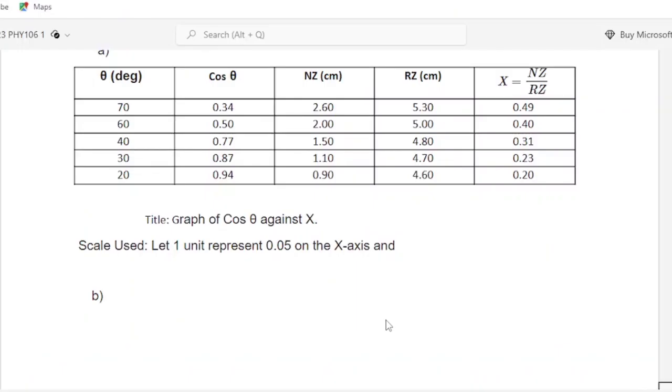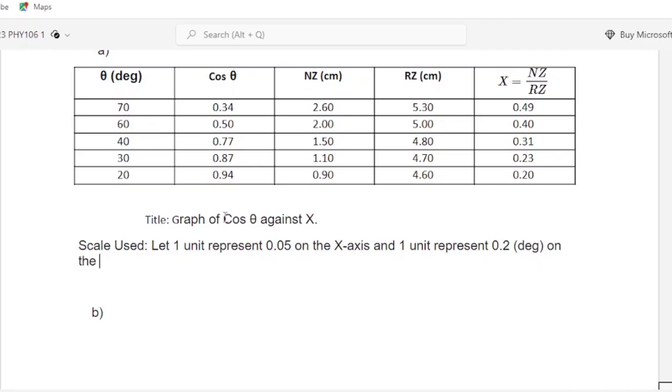All right, and let one unit represent, that was 0.2, I think. Let me confirm that. Yep, 0.2 degrees. Okay, so you can choose to use the degree symbol if that suits you better, but I'm using this because that's what's here. But still, if you want to use the normal degree symbol, which is your small o at the top, you're free to use that. 0.2 degrees on the cos theta axis.